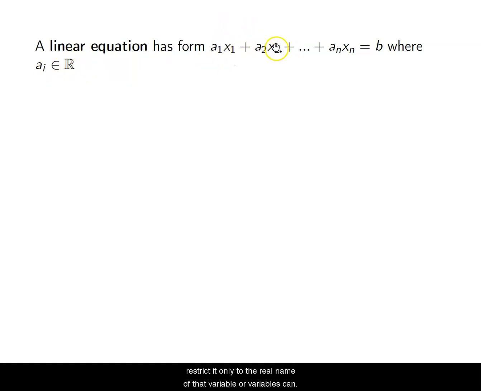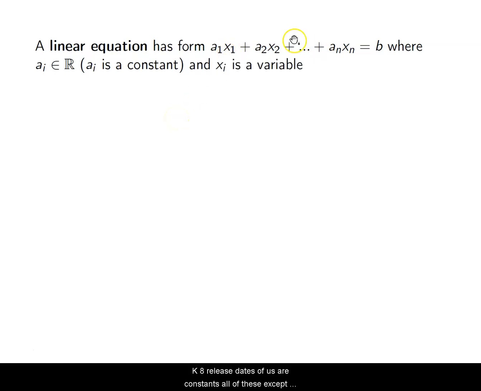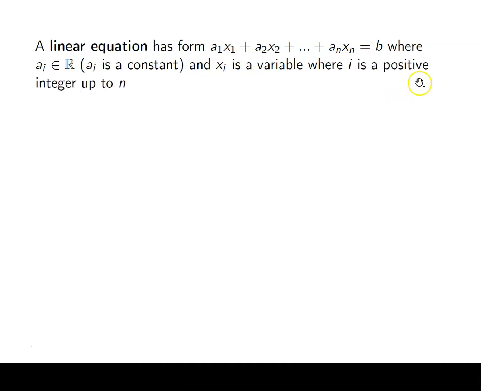Same with our variables. Our variables can be complex valued as well, but for right now, we're going to restrict them to the reals. We call these things constants, okay? Each of these a sub i's are constants. All of these x sub i's are variables, okay? And if you're not familiar with the x sub i notation, basically i is an integer value from 1 up until n, okay? A positive integer at that.